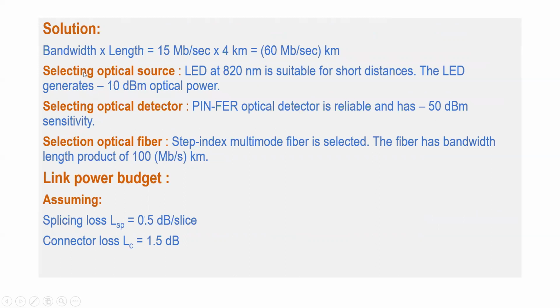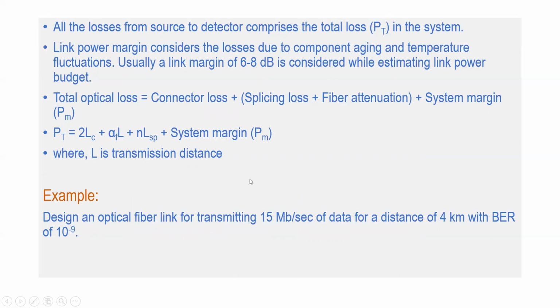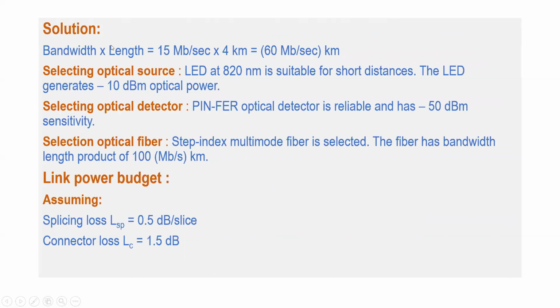Now coming to the solution, if you need to transfer data at a data rate of 15 MB per second for a distance of 4 kilometers, then the bandwidth required is estimated as bandwidth into length. For the complete transmission, you require the total data rate to be considered as 60 MB per second, since this much data is required to be transmitted for the complete length of 4 kilometers. Now selecting an optical source. Let us assume that we have considered an optical source that provides a wavelength of 820 nanometers for short distances.